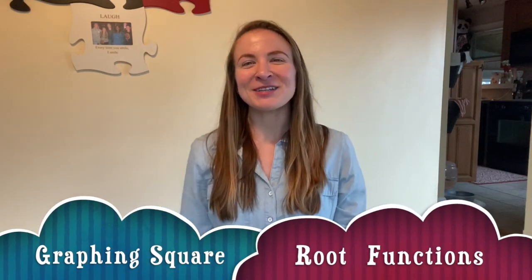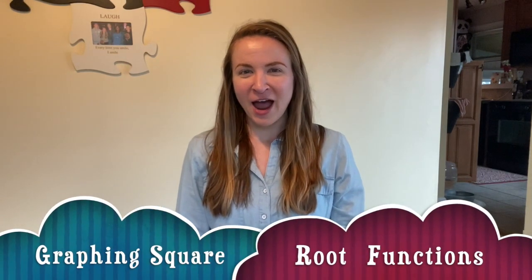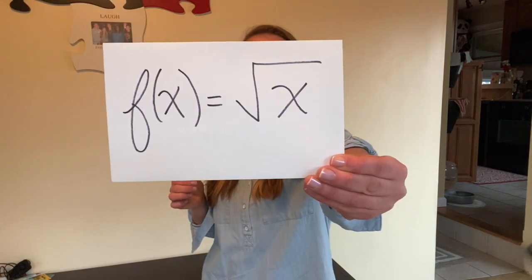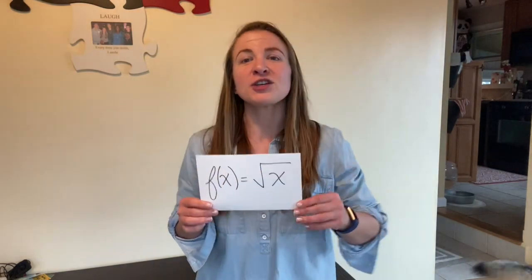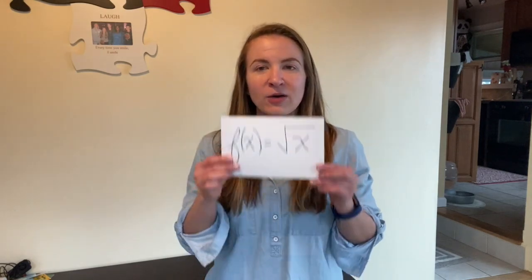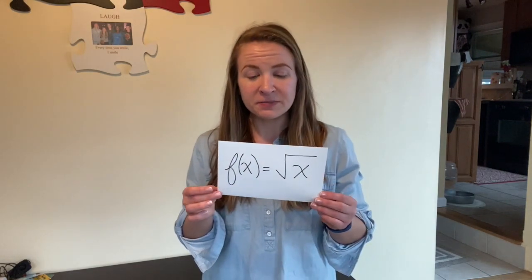Hi everyone. So today we are going to be learning how to graph square root functions. So for example, f of x equals the square root of x, which is the parent function, which you should have seen and explored in your Desmos activity yesterday. So today we are going to continue talking about graphing these functions.